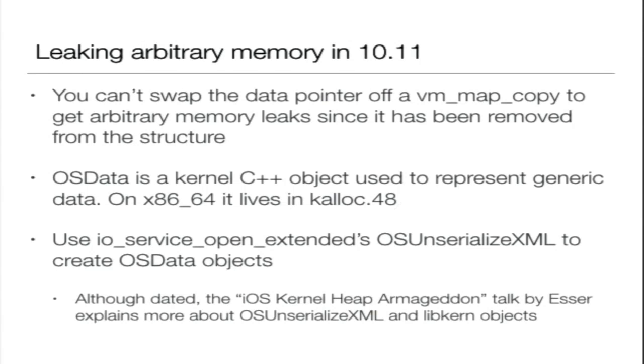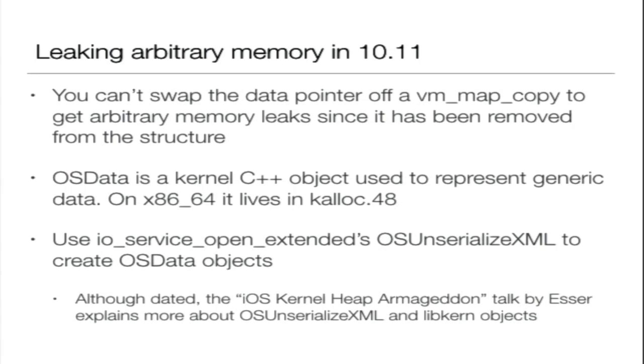But a big issue with this is that you can't do arbitrary memory info leaks. You can't read, say, the kernel text to find the gadgets for your ROP chain. And so you can use another object. In this case, I used OSData, which is an object used by IOKit, implemented by libkern. And you can use IOServiceOpenExtended to create them at will from userland.